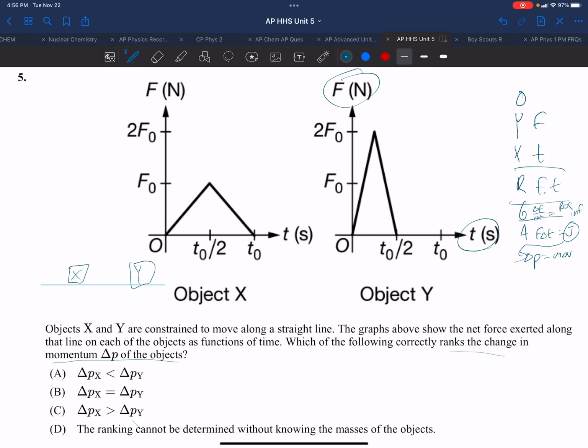So since the change in momentum is the impulse, we're talking about the area. And so the area of this first triangle for object x, we can view this triangle and do 1/2 base times height. Or we could get kind of creative and split that triangle in half and flip this over here so that we have a rectangle that is basically length times width. So we have a length of F0 and a width of T0 over 2. So that is the area of the first one.